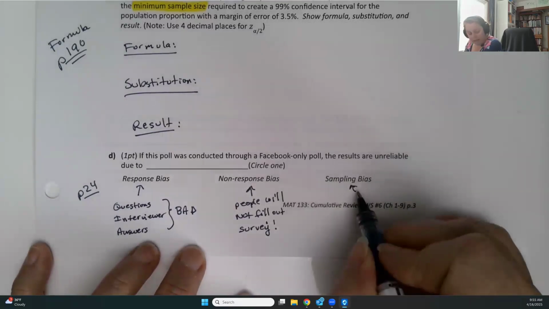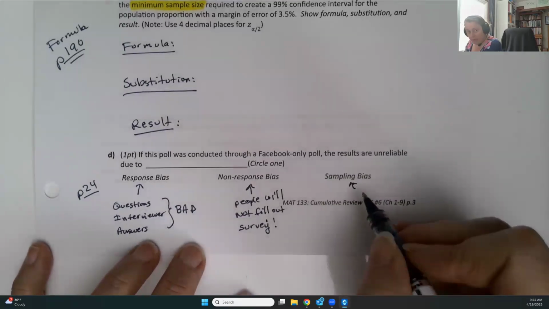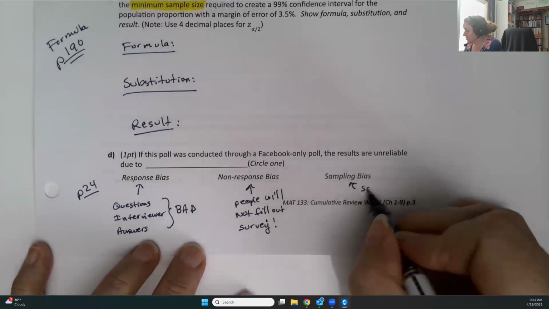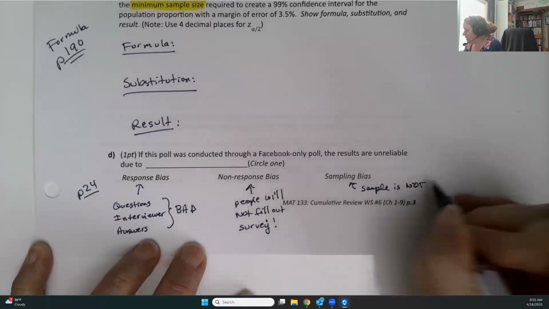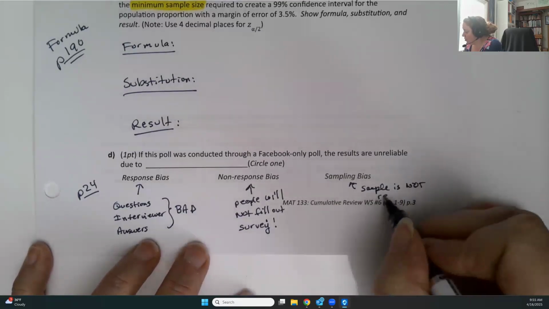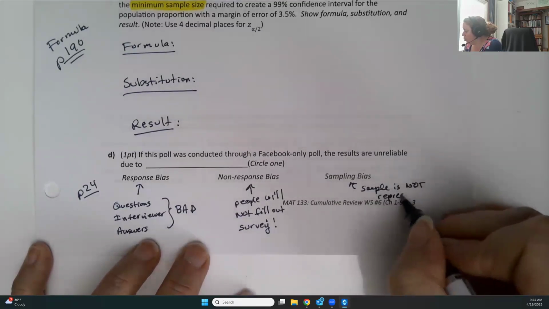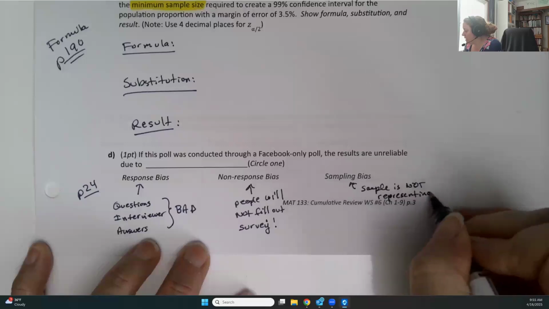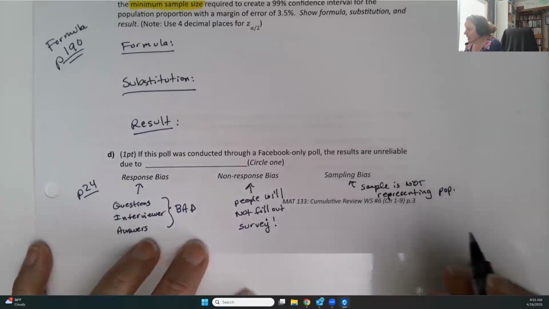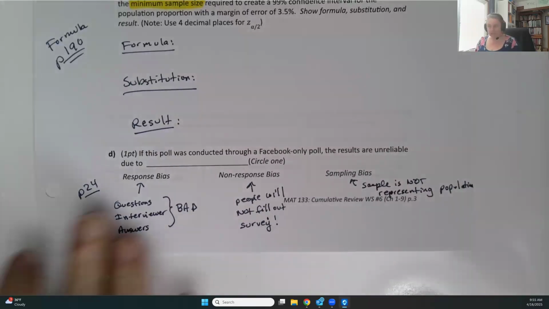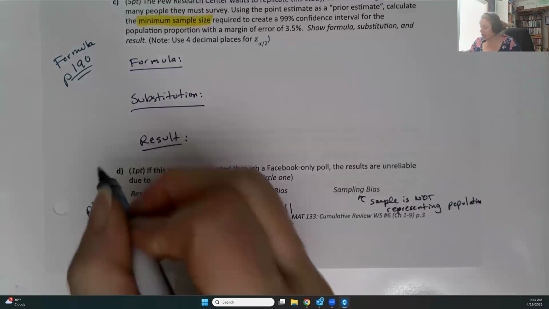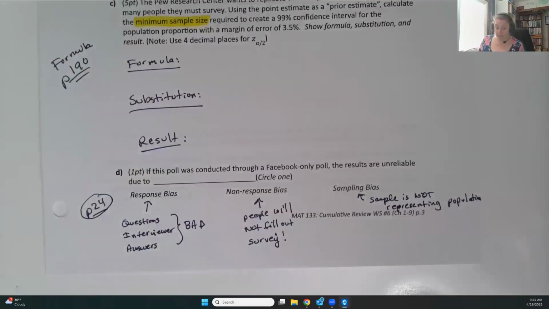And then sampling bias is the sample is bad, right? The sample's not representing the population. Right? It leaves out a group, or it's only old people, or it's only young people, or whatever. You're trying to get a full representation. I can't write population. There we go. Just a little review of what those are. That was on page 24. Maybe something to think about putting on your note sheet, say, for the exam.